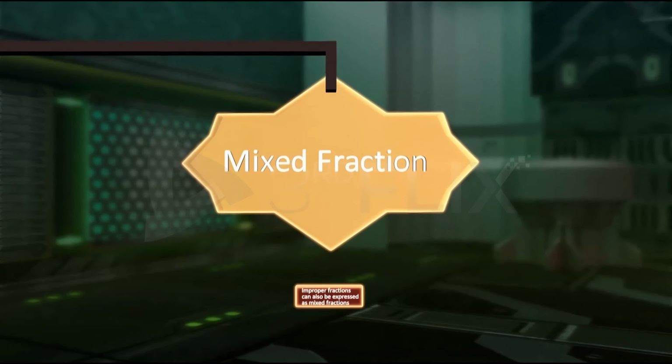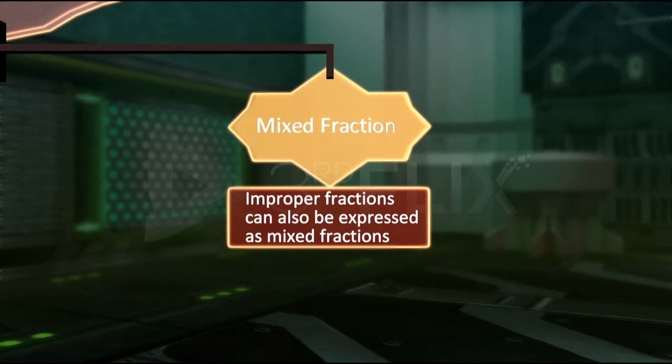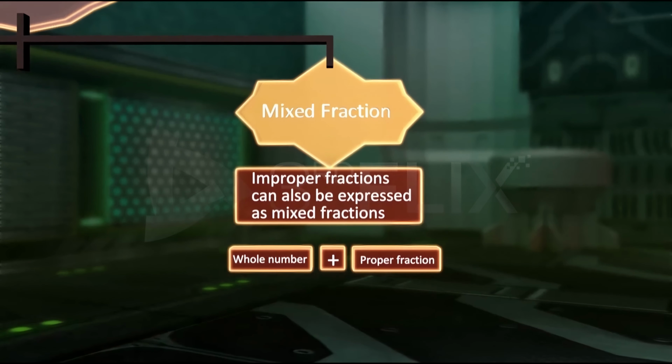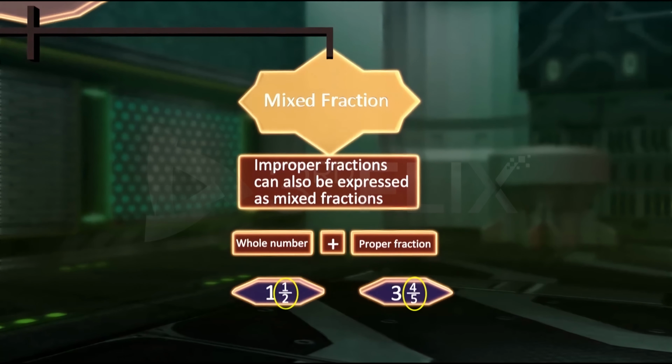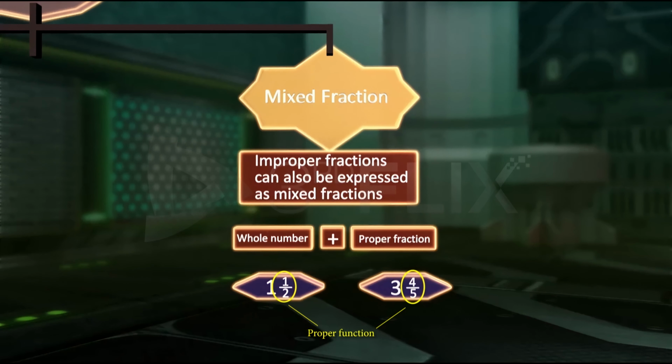Improper fractions can also be expressed as mixed numbers. When we combine a whole number with a fraction, we get a mixed number. The fractional part in a mixed fraction should be a proper fraction.